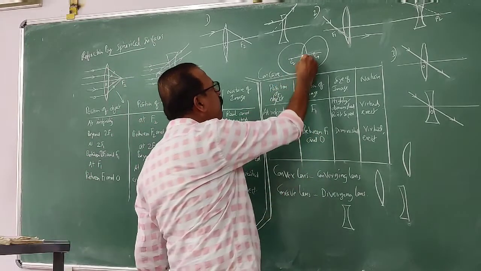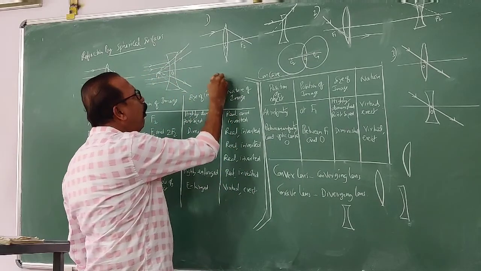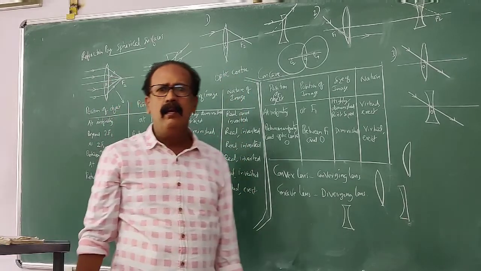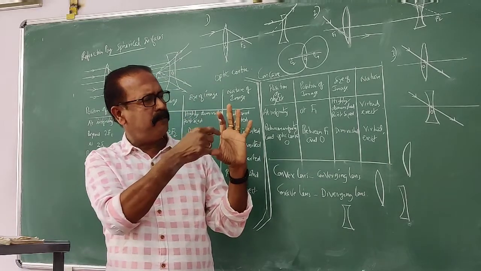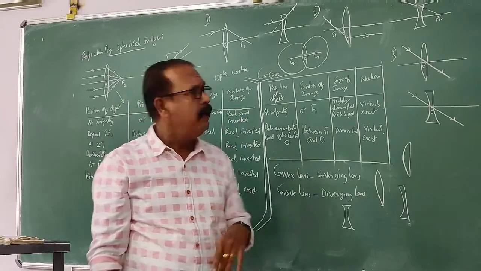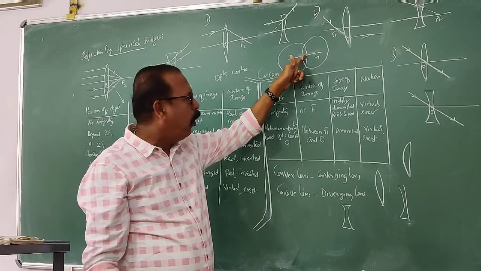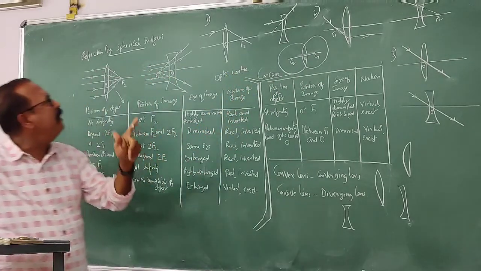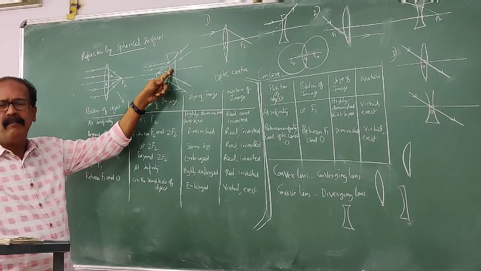Now, the center of the lens, which we call O, is called the optic center. For a mirror, the geometric center of the reflecting surface is called the pole. And for a lens, the geometric center of the lens is called the optic center. Now in the figure you can see this is the optic center of the convex lens, and this is the optic center of the concave lens.